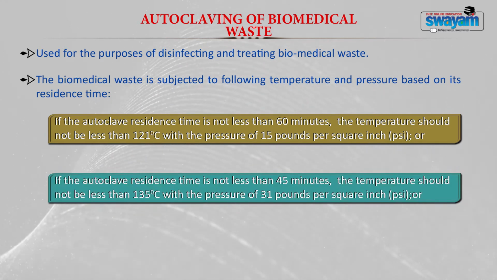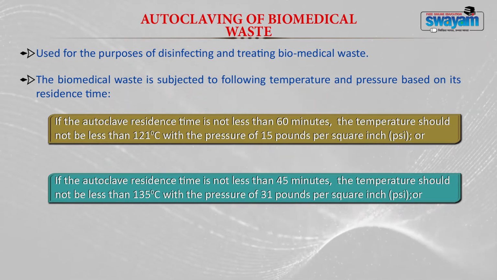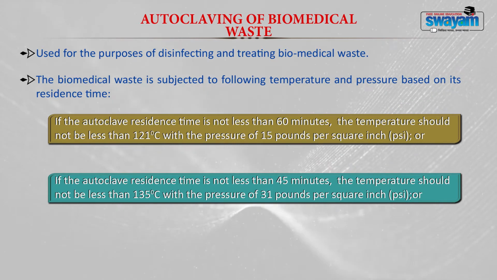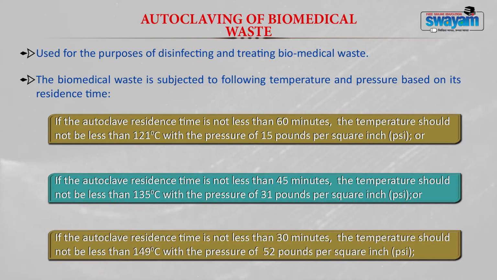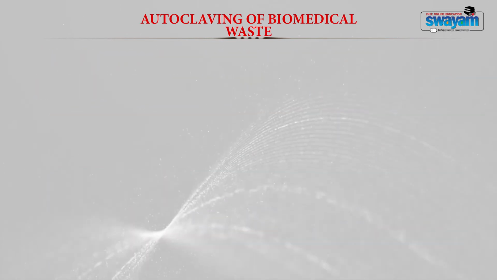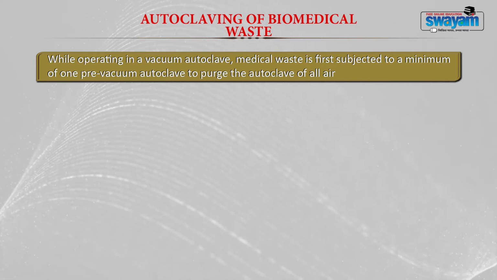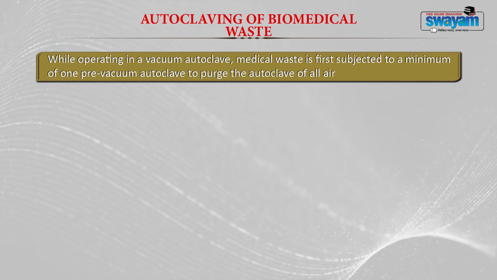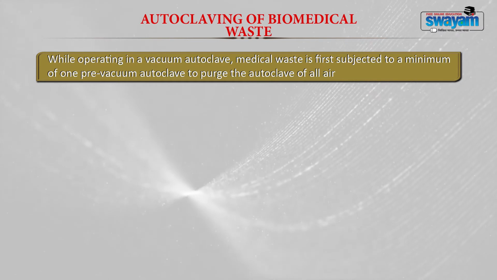And if the autoclave residence time is not less than 45 minutes, then the temperature should not be less than 135 degrees Celsius and the pressure should be around 31 pounds per square inch. Likewise, if you have a residence time not less than 30 minutes, the temperature should not be less than 149 degrees Celsius with a pressure of 52 pounds per square inch. Now, while operating under a vacuum condition in a vacuum autoclave, medical waste is first subjected to a minimum of one pre-vacuum cycle, so that it removes all the air that is present inside the unit.